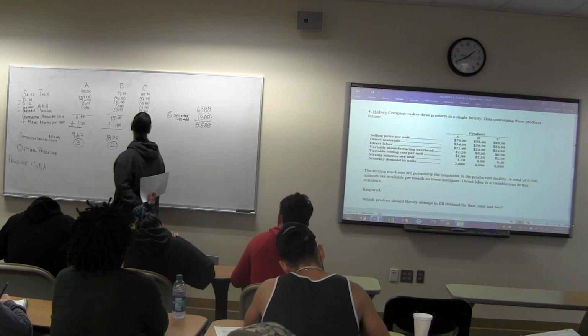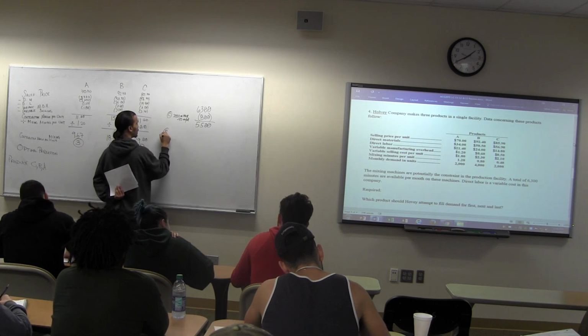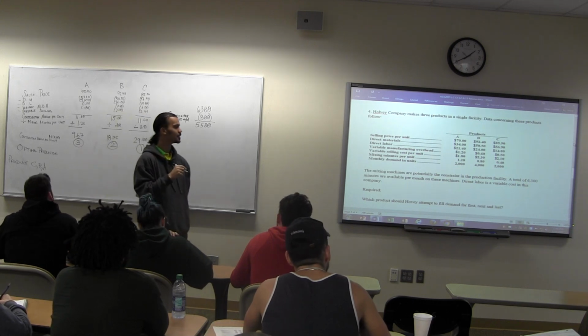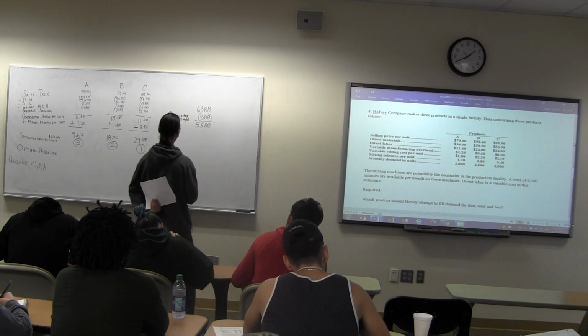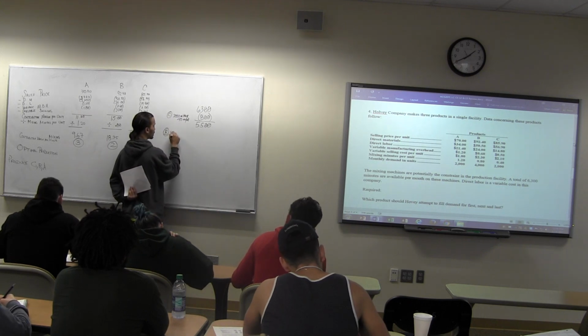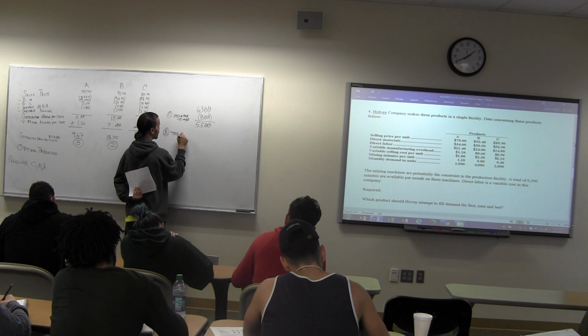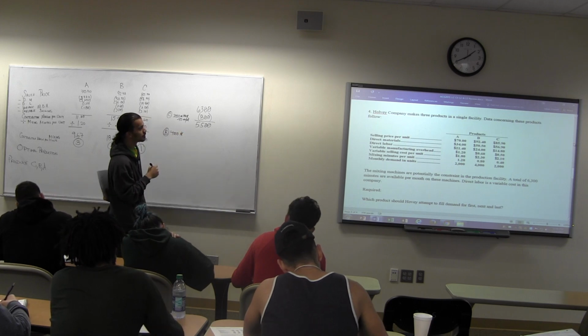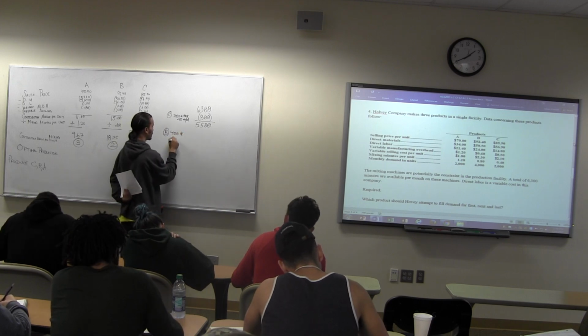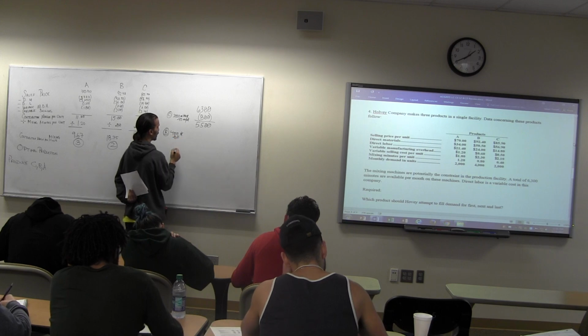What's the next product I'm gonna make? B, 18.75. So I'm gonna make B. How much demand do I want to make for B? 4,000 if I can. So let's see, 4,000 times what? 0.8. 4,000 times 0.8.